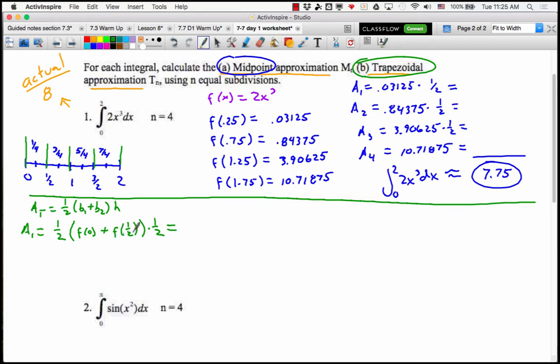Okay, can someone give me the area of trapezoid 1? Someone punch in the calculator and tell us what it is? 1/16.